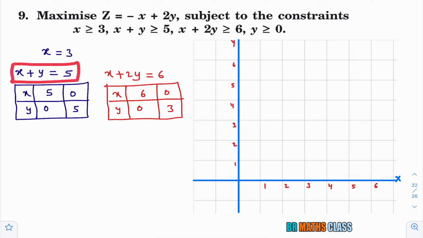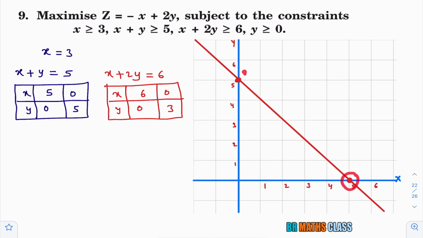Now we'll draw the line x plus y equal to 5. You mark the points 5, 0 on the x-axis and 0, 5 on the y-axis. You see, this is 5, 0, this is 0, 5. You draw a line passing through these 2 points. As they have given greater than or equal to, we draw a normal line instead of a dotted line. If you observe this line, this side is the origin side because the origin is present here, and this side is the non-origin side.